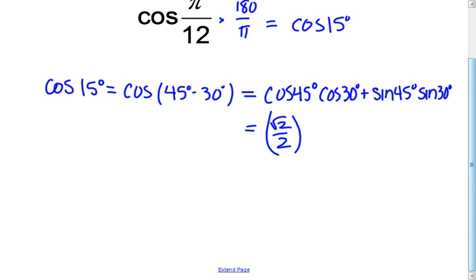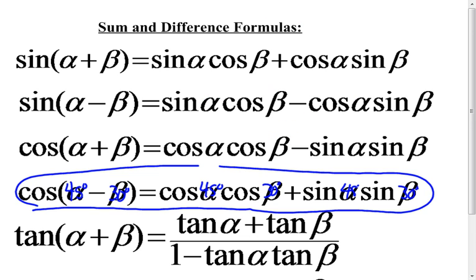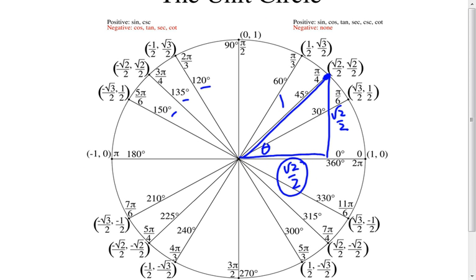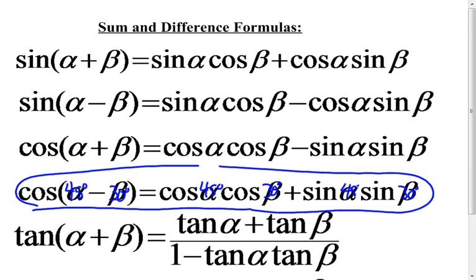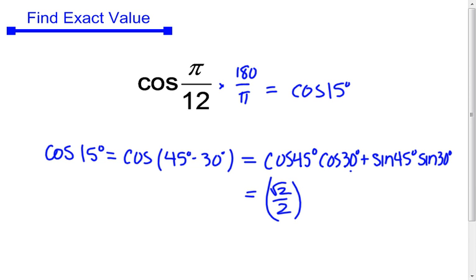Okay, then I'm going to go to 30 degrees. So I'll go to 30 degrees on my unit circle. And if I go to 30 degrees, it's right here. Cosine is your x value, which is root 3 over 2. So I go back here, and cosine at 30 is root 3 over 2.